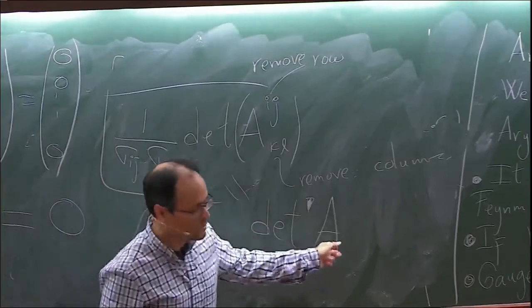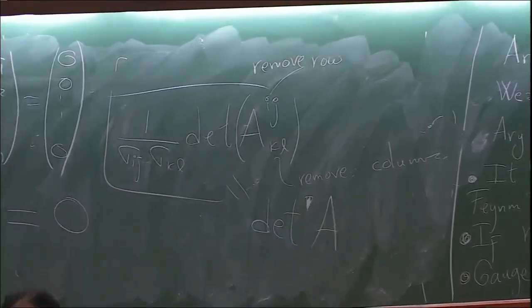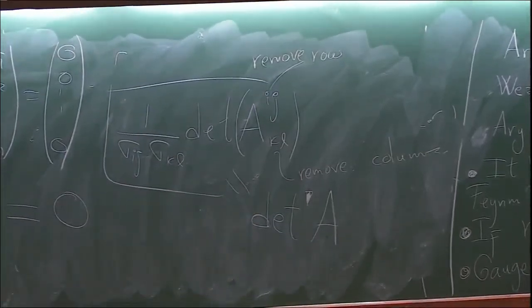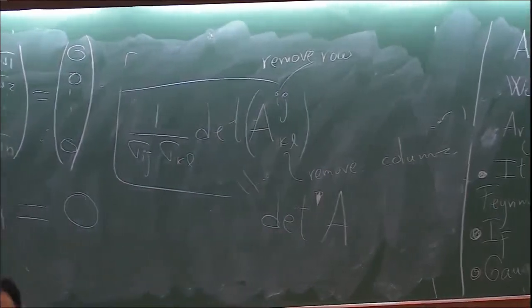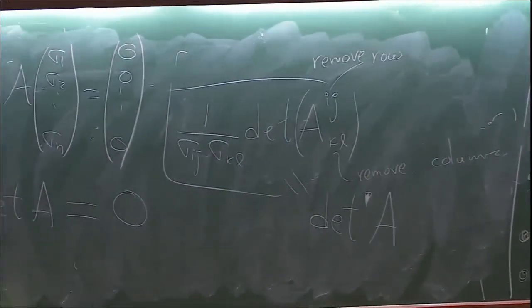Now, A was anti-symmetric, right? The original matrix. But after you remove rows and columns like crazy, the object is not anti-symmetric anymore, unless what?